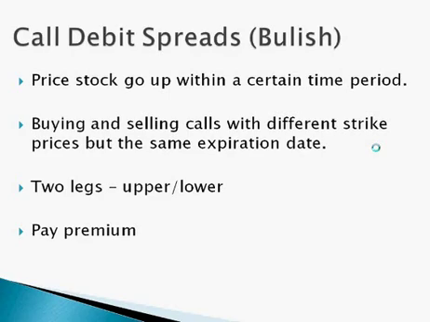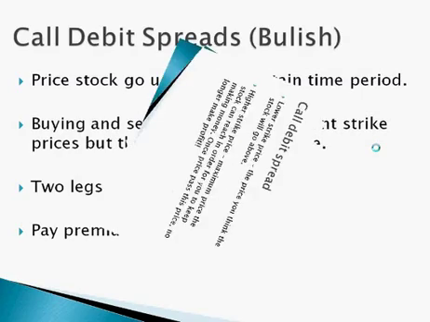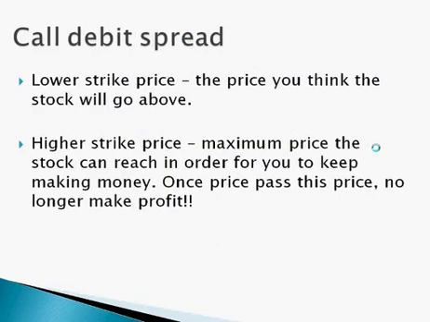In this case, since it's a debit, you're going to pay premium. You pay premium, man. There's no free thing. The lowest strike price is going to be the price you think the stock will go above, and the higher strike price is the maximum price the stock can reach in order for you to keep making money. Once price passes this price point, you're no longer making profit.